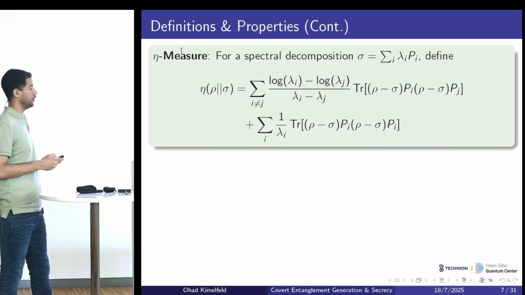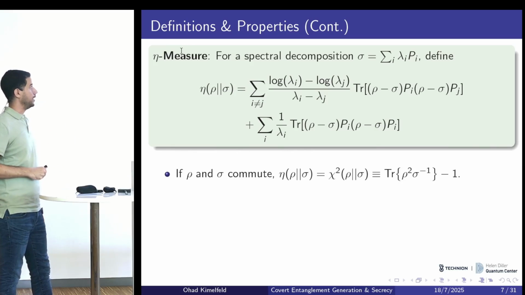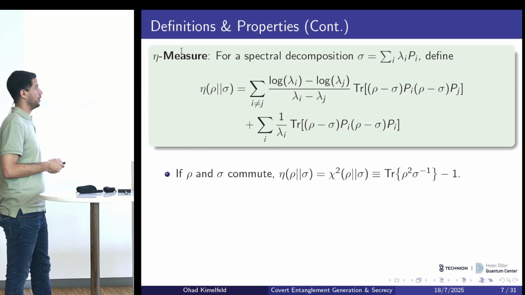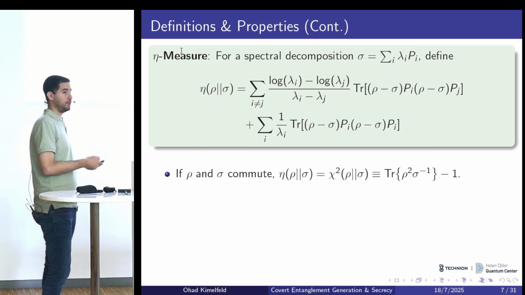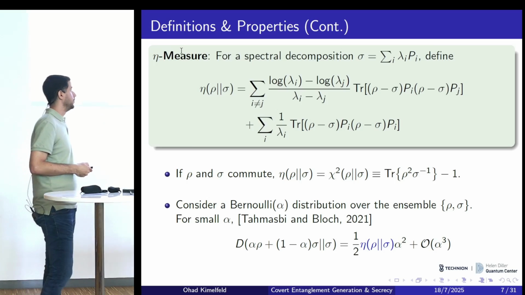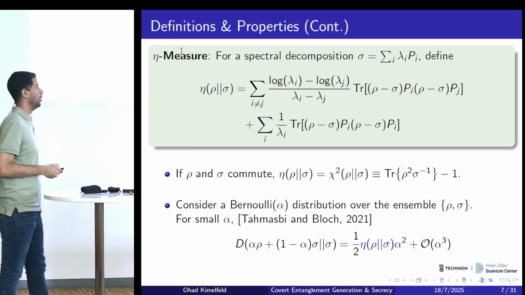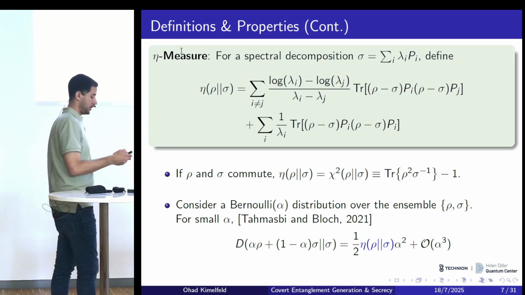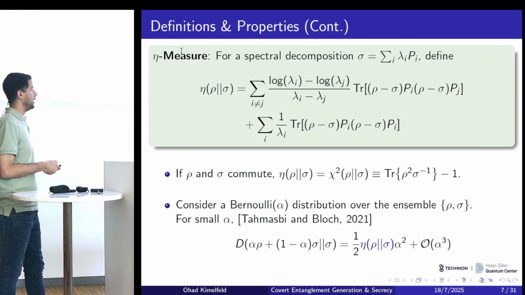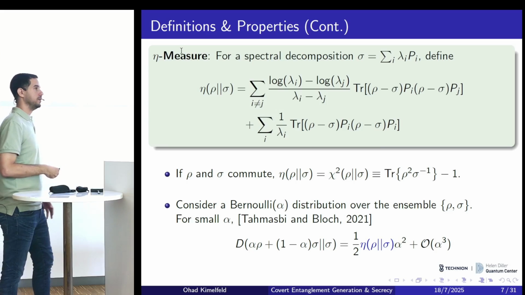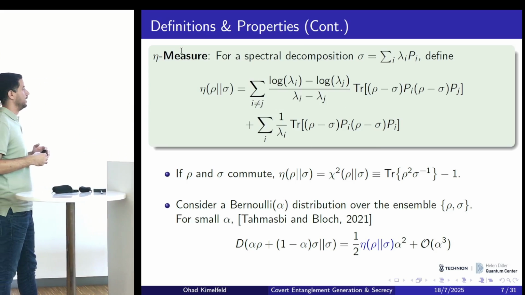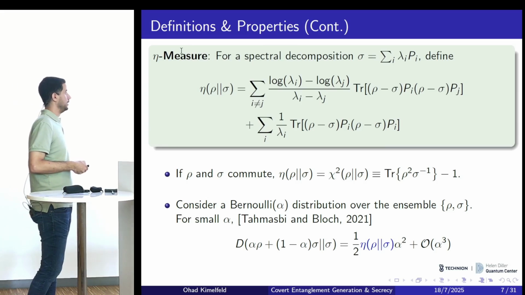And some nice properties of the eta measure. First, if rho and sigma commute, then the eta measure is equal to the chi-square divergence. Another useful property that we'll be using a lot is if you consider a Bernoulli alpha distribution, with probability alpha, over the ensemble rho and sigma, then for small alpha, we obtain this nice relation between the divergence, or the relative entropy, and the eta measure. So you can think of the eta measure as a kind of second derivative of the divergence.